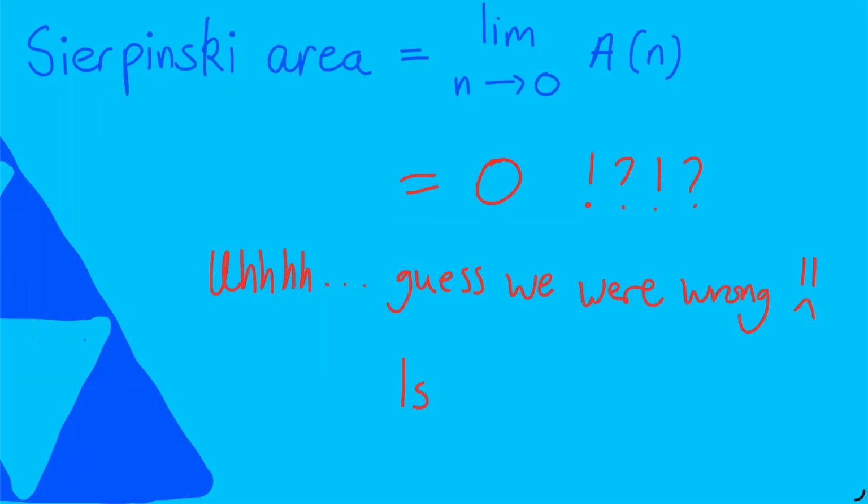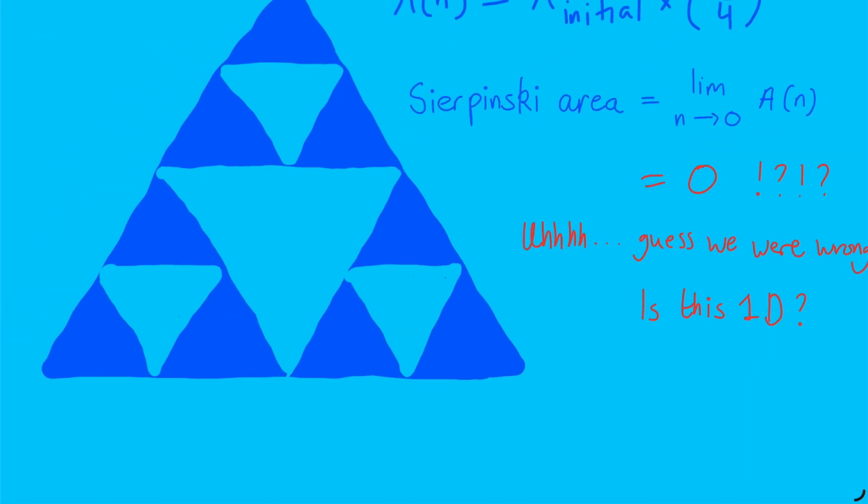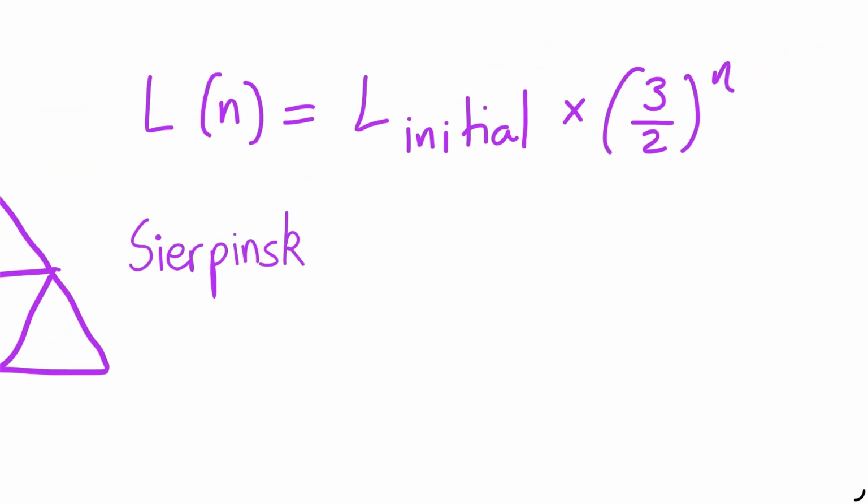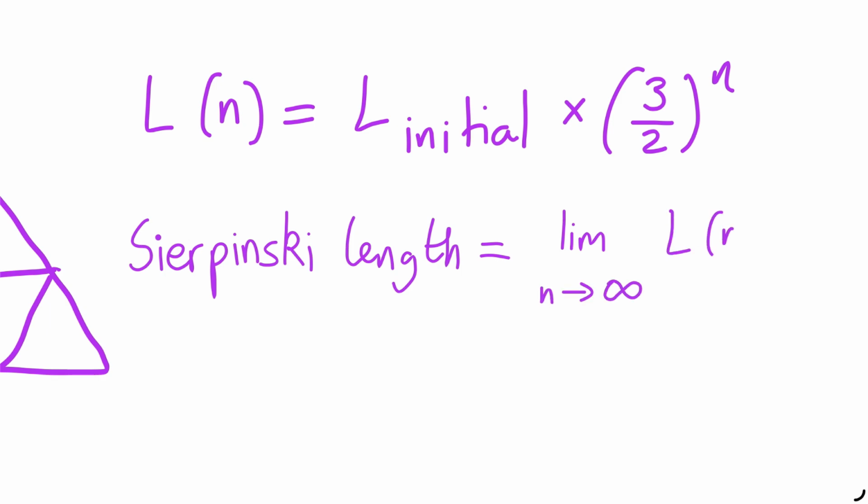Okay, so maybe we were wrong, maybe it's just 1D. I mean, after all, once you cut out all these triangles, you're sort of just left with some lines, no? In fact, this is another way to think about the construction of the triangle. You start with a normal equilateral triangle, draw another one inside of it, increasing the total length of the shape by 50%, and so on and so forth. And great. Now we've got an infinite length.